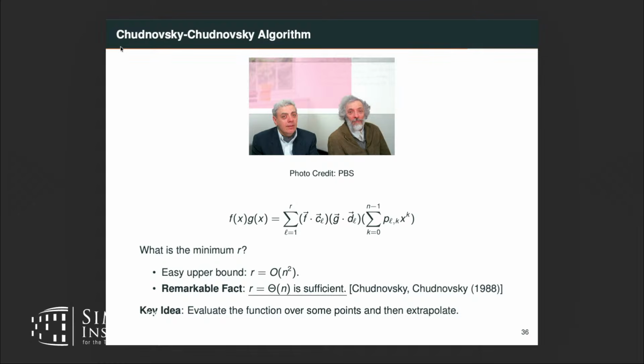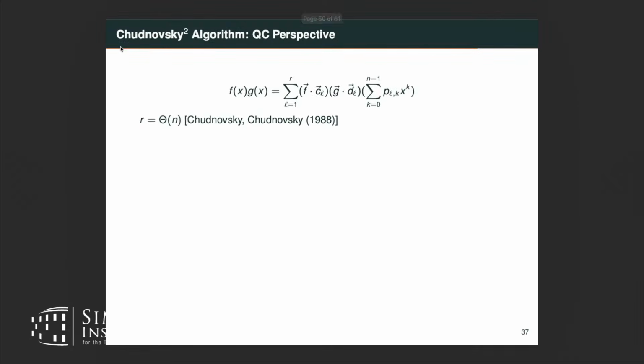I won't go through the details, but we can talk offline if you're curious. But once you realize that linear in n is possible, then it sort of becomes obvious what you get from the quantum computing perspective.